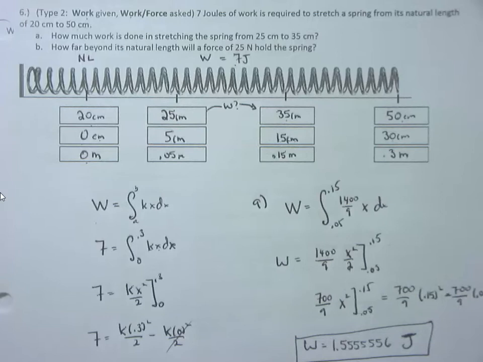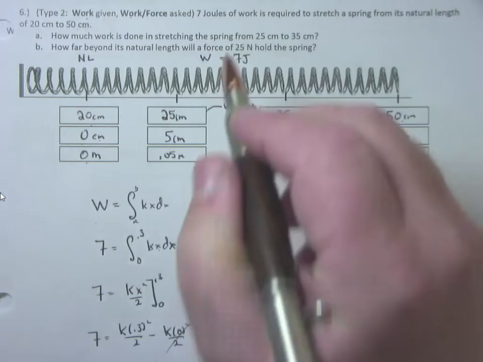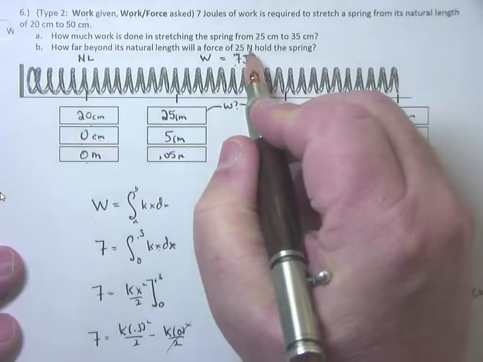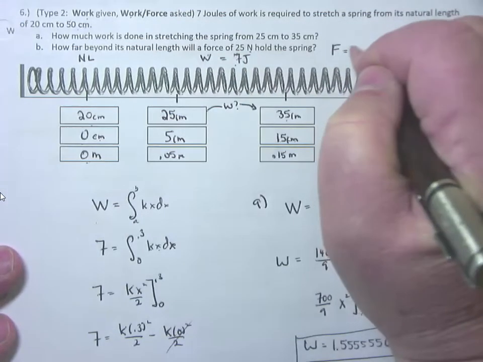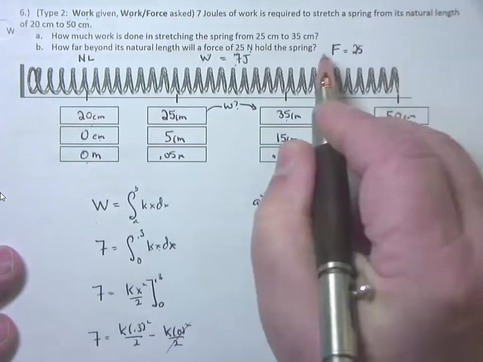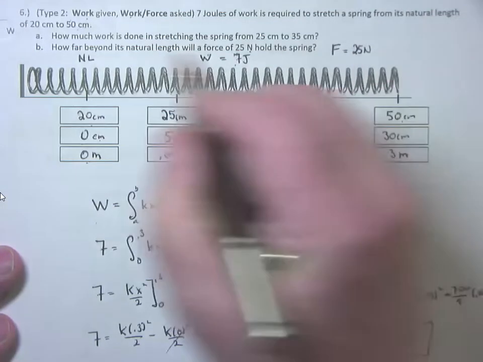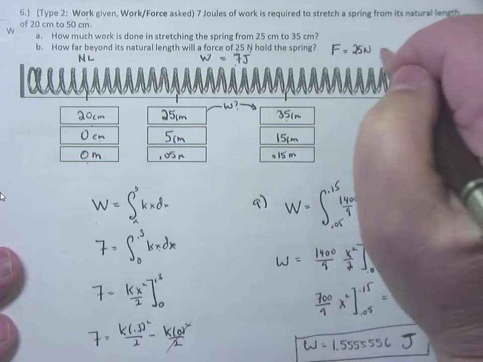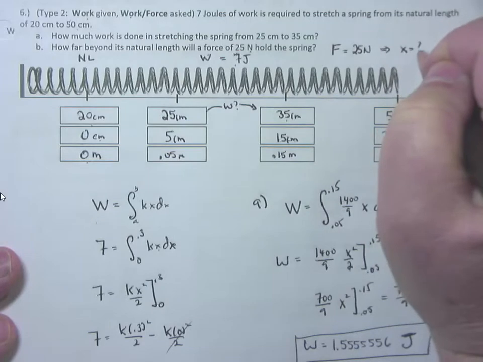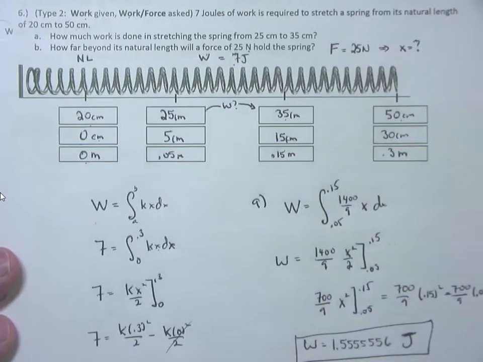How far beyond its natural length will a force of 25 newtons hold the spring? Pay attention to units. 25 newtons. Newton measures what? Force. So they're giving me force is equal to 25 newtons. And they're asking me how far beyond the natural length. You know what variable measures how far beyond the natural length? That variable is x. Basically, they're asking for x.